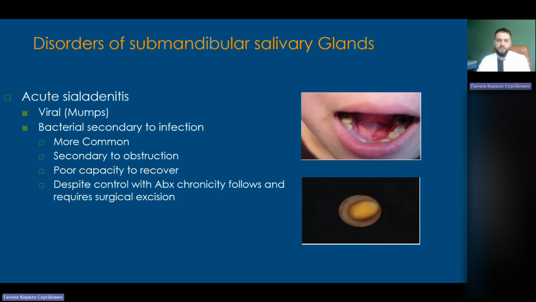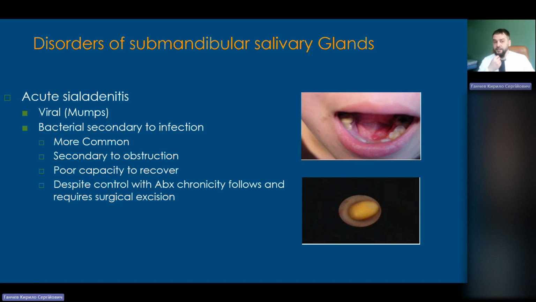Submandibular. Acute sialoadenitis. Finally, we have sialoadenitis, so it's inflammation. The acute sialoadenitis could be from two reasons. It could be some virus, and it could be, of course, bacterial infection. You can see the mumps diagnosis in pediatric medicine, or when you're going to be a parent, your kid could be involved in that problem. It's just viruses.